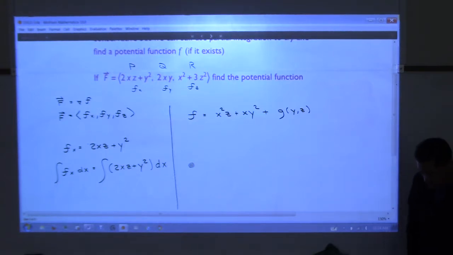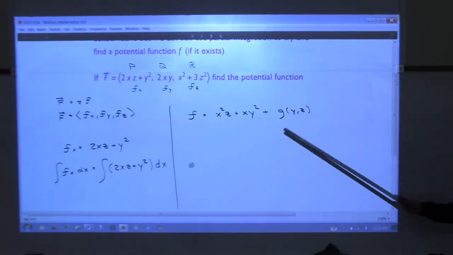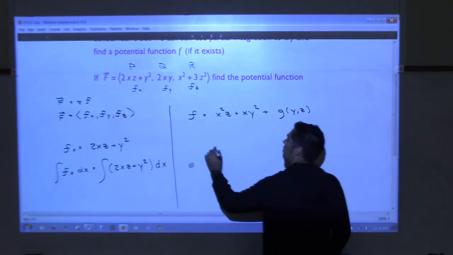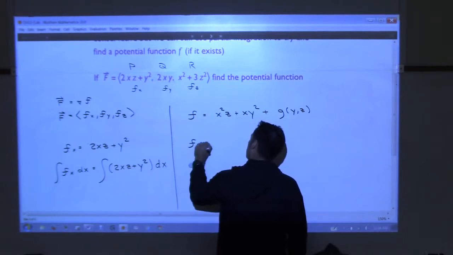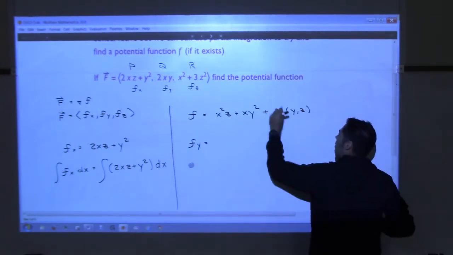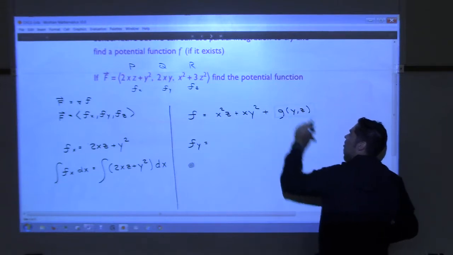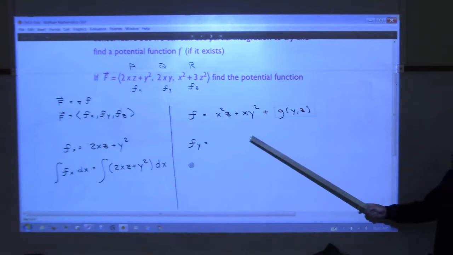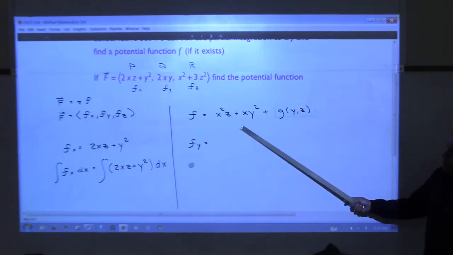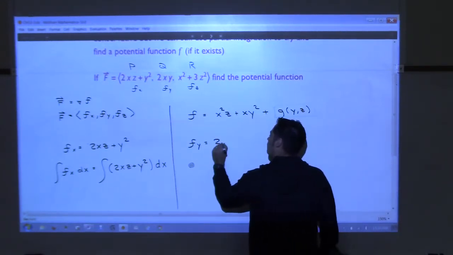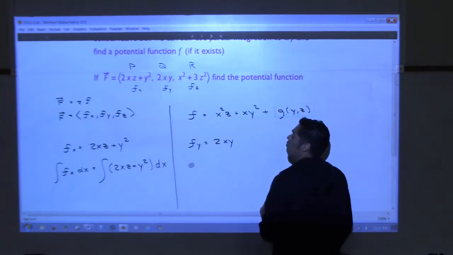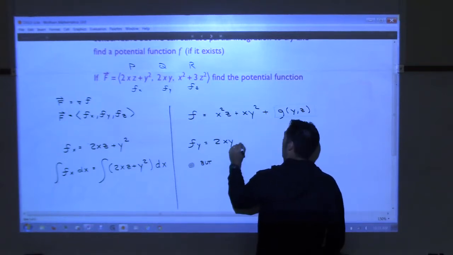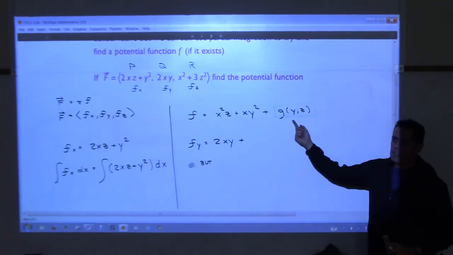Now, what did we do at this point? We took the derivative of this with respect to y and matched it up with this. So let's do that. What is the derivative of this with respect to y? And remember what we need. If we can figure out what g is, we are done with the problem. So what is the partial of this with respect to y? 2xy. And what must that equal? Sorry, oops. You have to take the derivative of this, y'all.